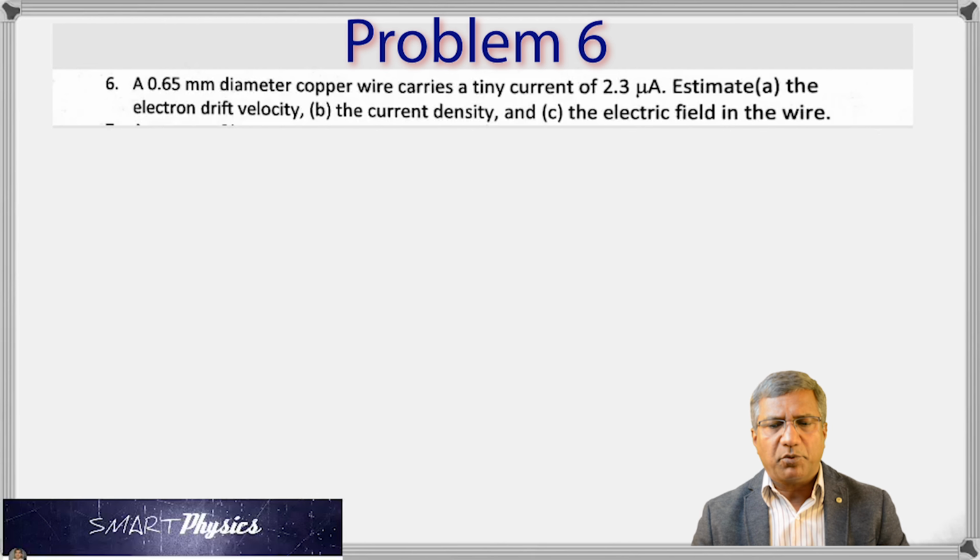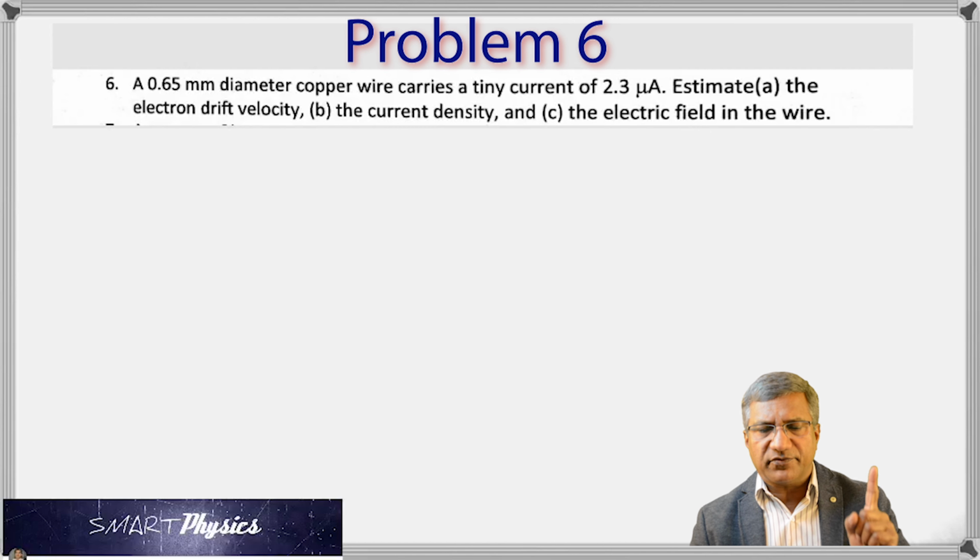So here we have a 0.65 millimeter diameter copper wire. That's a real thin copper wire carrying a tiny, tiny current of 2.3 microampere. Micro is 10 to the negative 6. So that's a real small current. And we are asked to estimate the electron drift velocity, the current density, and the electric field.